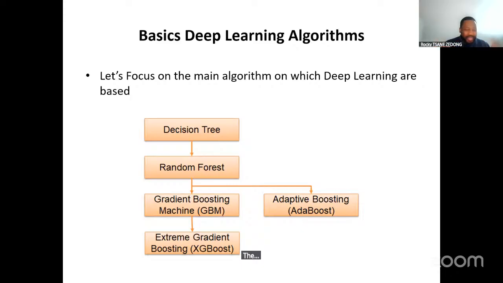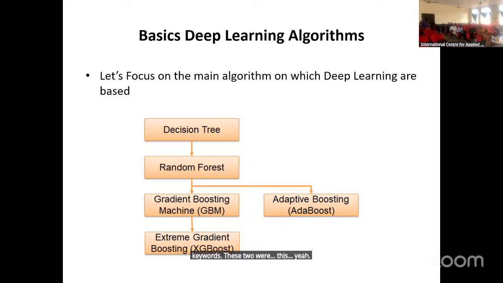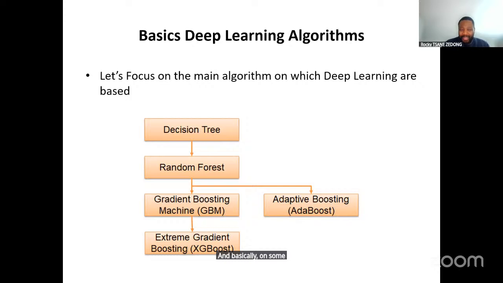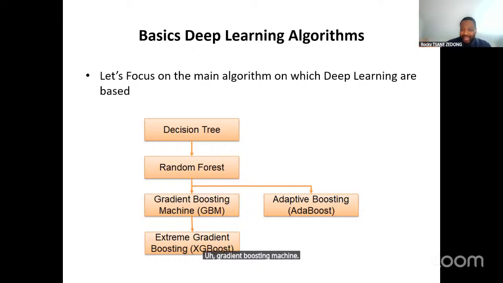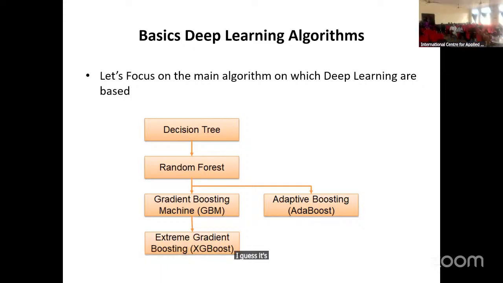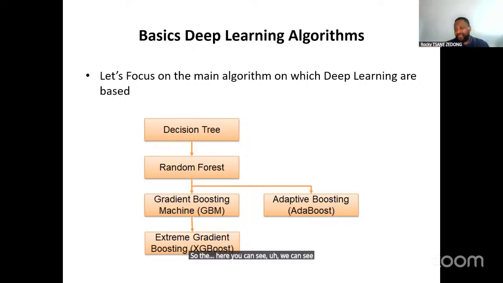If you focus on the machine learning and deep learning keywords, these two are based on some algorithms, where we can focus on the main ones: decision tree, random forest, gradient boosting machine, adaptive boosting (AdaBoost), and extreme gradient boosting. Here we can see the decision tree is the basic concept, the basic algorithm which is used by all the others.